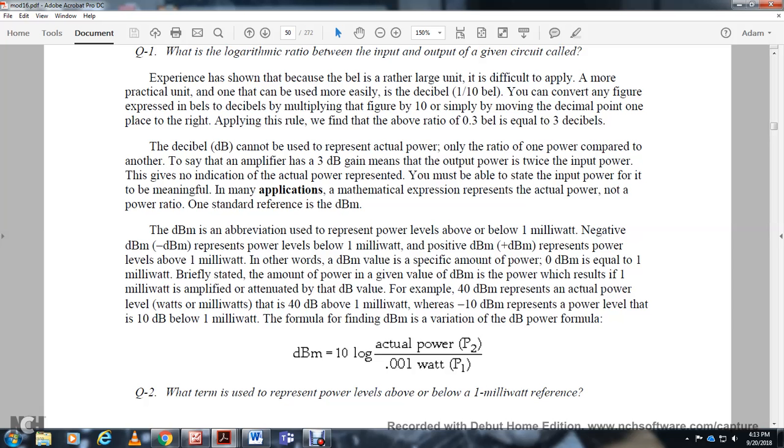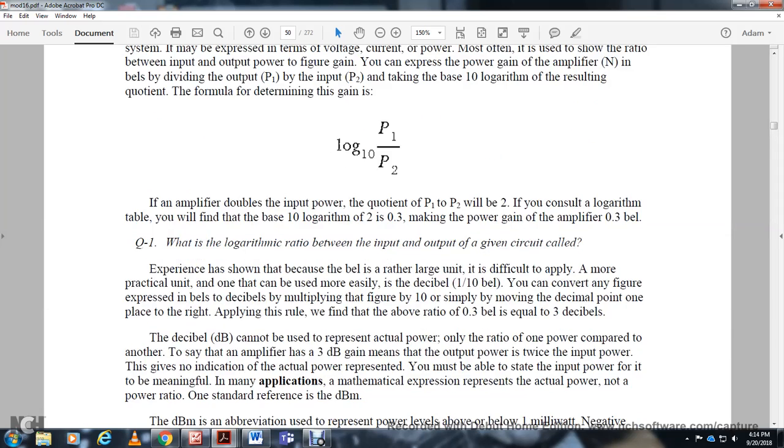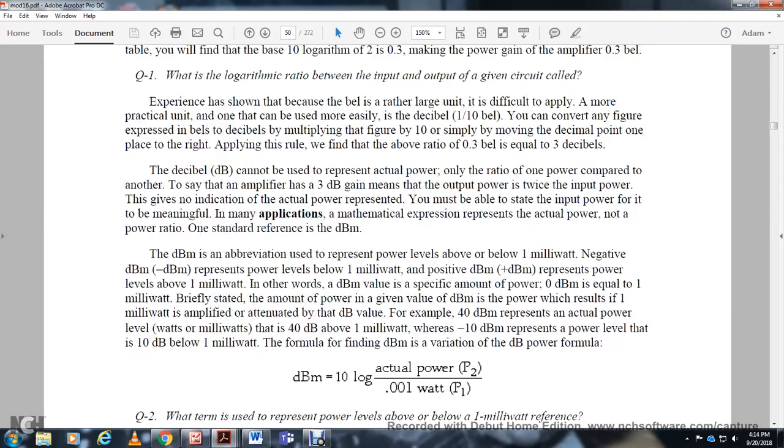For example, 10 decibel milliwatts represents an actual power level that is 10 decibels above 1 milliwatt, whereas negative 10 decibel milliwatts represents a power level that is 10 decibels below 1 milliwatt. The formula for the decibel milliwatt power level is: dBm equals 10 times the base 10 logarithm of actual power P2 over 1 thousandth of a watt, power 1, and power 1 was once again your input and power 2 your output.